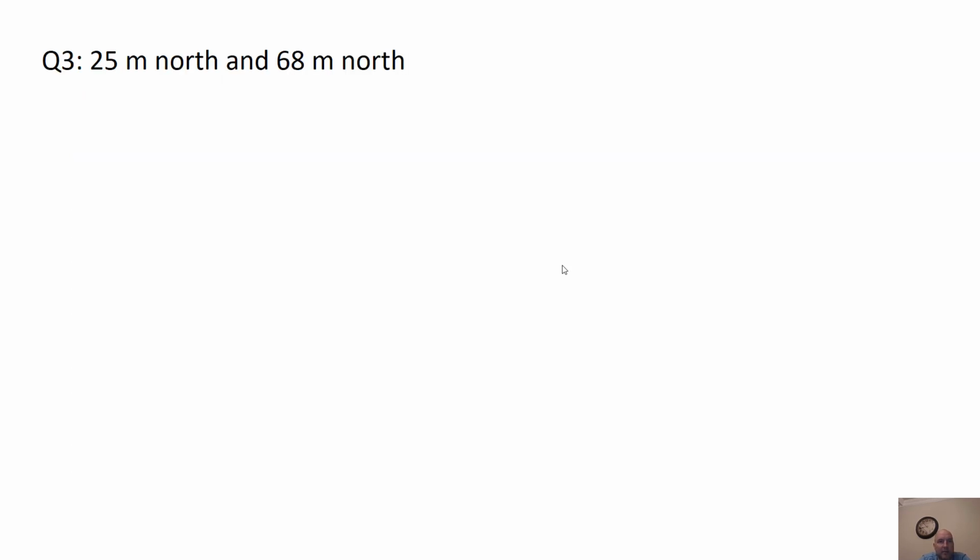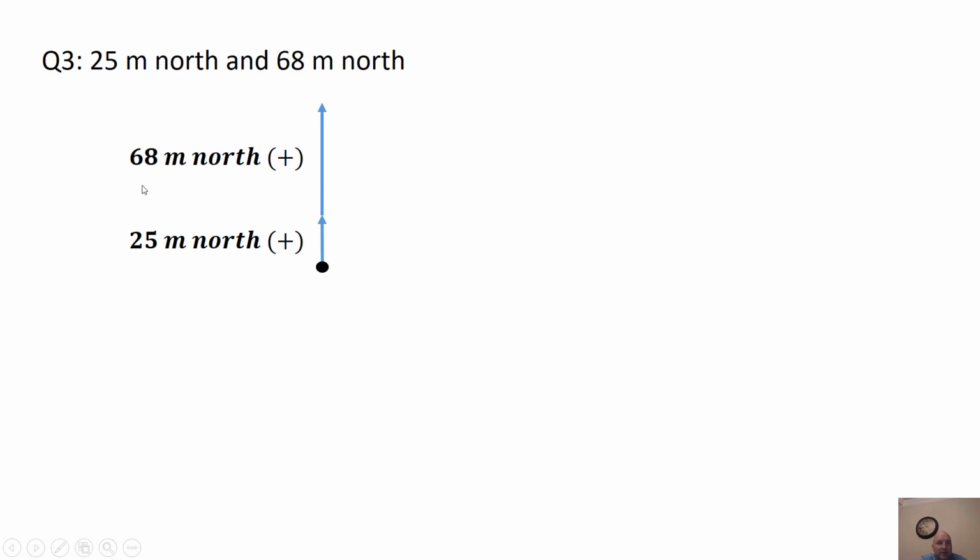So let's go ahead and start with number 3. You have a vector that's 23 meters north and 68 meters north. Well, this one is not a 2D motion problem. So you're just going to draw the origin dot, draw the first vector, draw the second vector, and then all you're going to do is make north and north positive, so plus 68, plus 25, and when you put those together you're going to get plus 93. Well, plus stood for north, so the answer here is going to be 93 meters north.